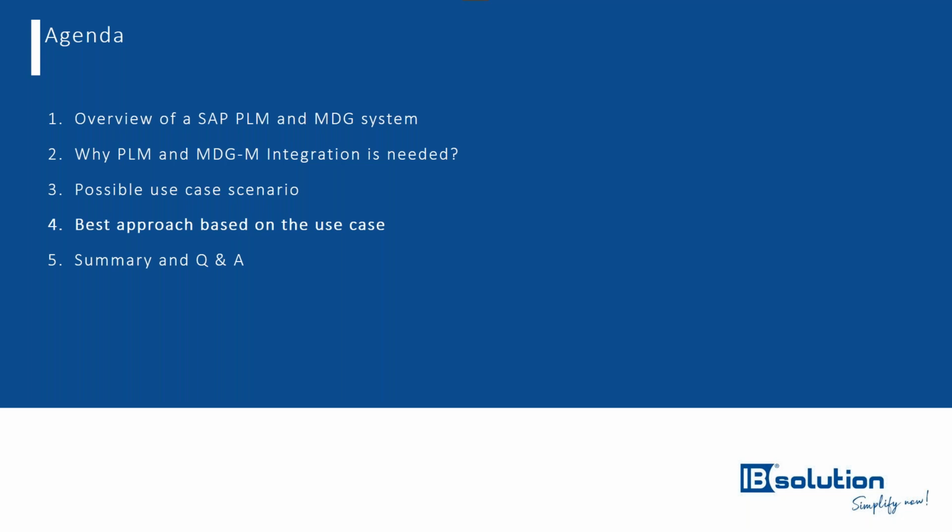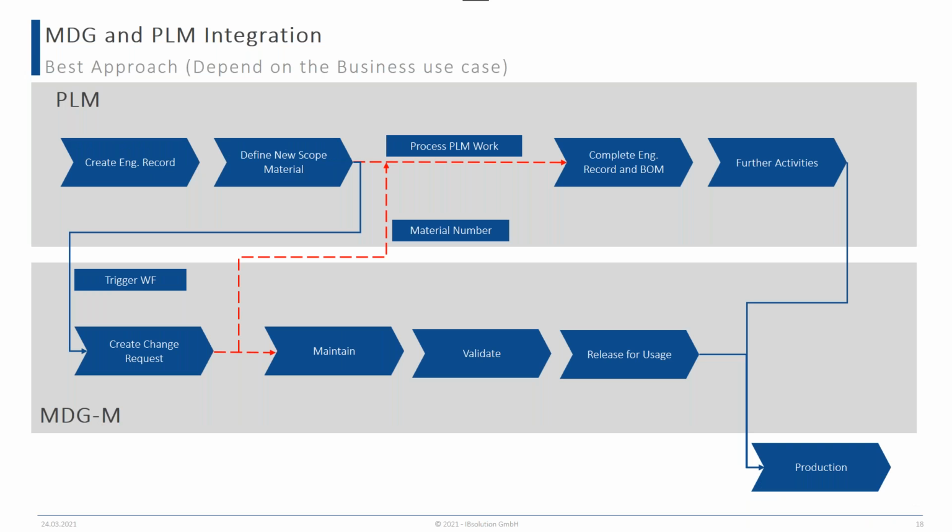If we look at the scenario that we discussed, what is the best approach again depends on the organizations and how they are working. But overall, the best approach is to trigger the workflow in MDG before starting the PLM process. Then we have a change request available here, and here we can use any technology. The PLM generally prefers to send the material as an IDoc, and using the IDoc we can start a workflow in the change request in the MDG.